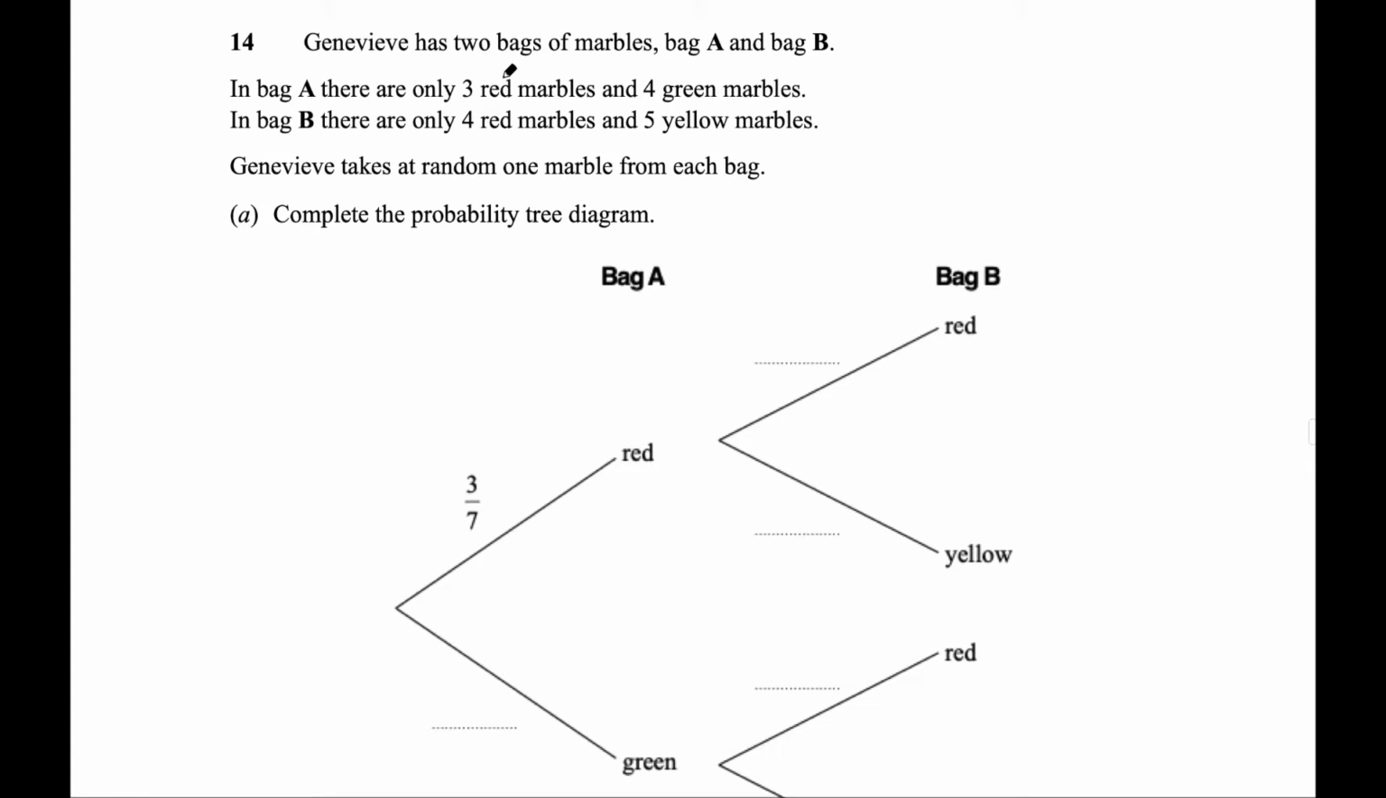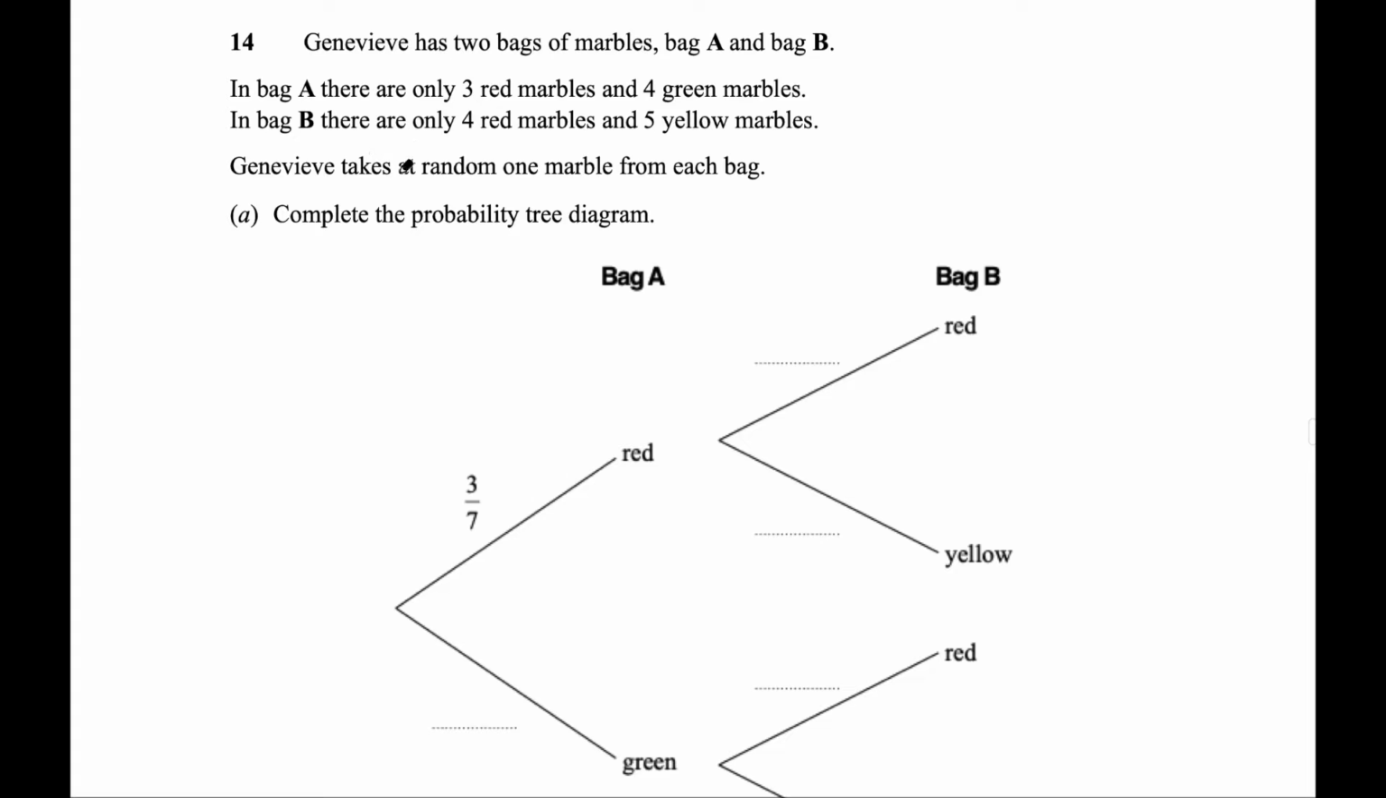Question 14 says Genevieve has 2 bags of marbles, bag A and bag B. In bag A there are only 3 red marbles and 4 green marbles. In bag B there are only 4 red marbles and 5 yellow marbles. Genevieve takes at random 1 marble from each bag. Part A says complete the probability tree diagram.